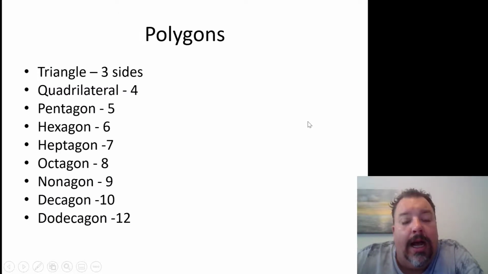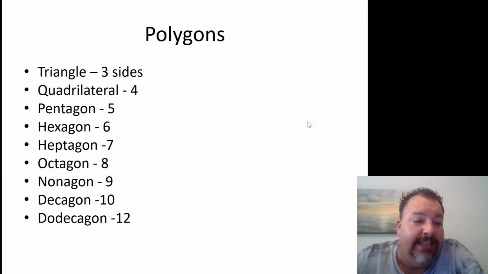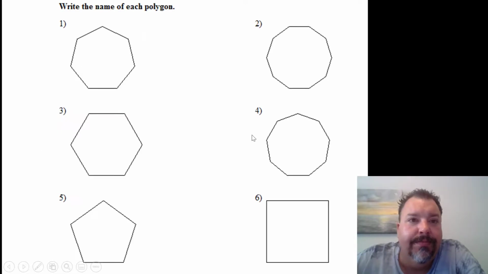Okay. I think I went over this before, but again, here is the list of polygons, and you're going to get a picture, and you're going to have to identify it. So a triangle has 3 sides. You're just going to count up the sides and label it. A quadrilateral is anything that has 4 sides. A pentagon is anything that has 5 sides. A hexagon has 6. A heptagon has 7. 8 is an octagon. Nonagons have 9 sides. 10 sides is a decagon, and a dodecagon has 12 sides.